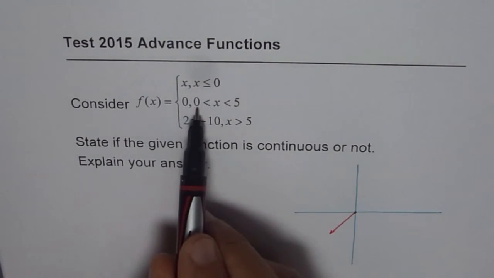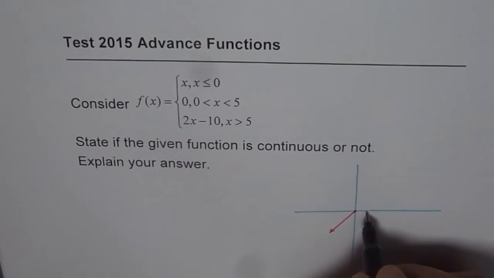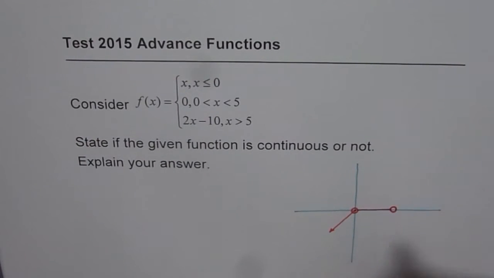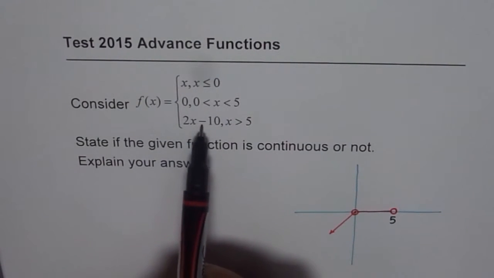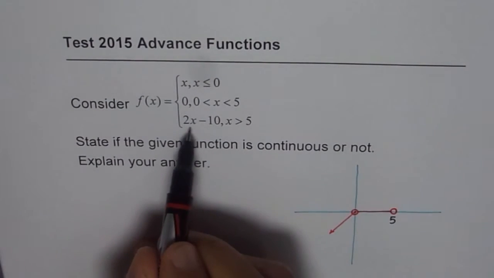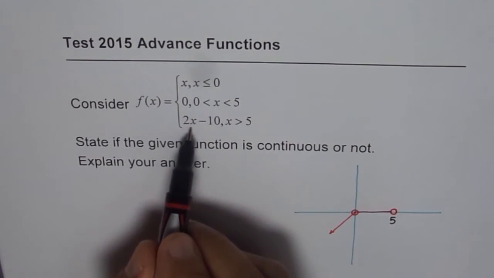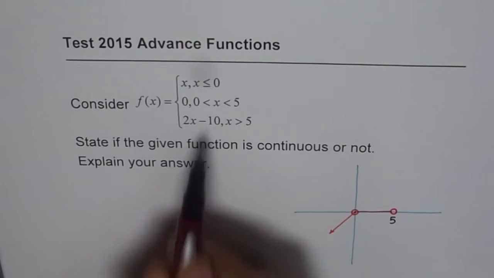From 0 to 5, both not included, it is 0. So let us say that this is 5 for us. Both are not included, it is 0, so it is like this. And the point here for us is 5. The third piece is that when x is greater than 5, the value is 2x minus 10. Now let us substitute 5 and calculate what we get. If I substitute 5 here, 2 times 5 is 10, and 10 minus 10 is 0. So it starts with 0 again.